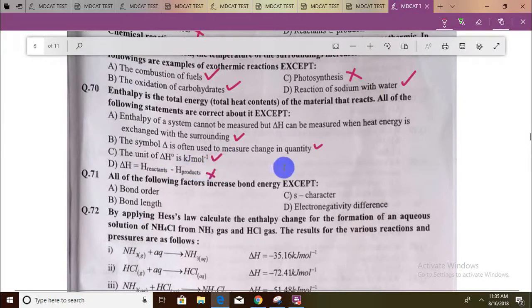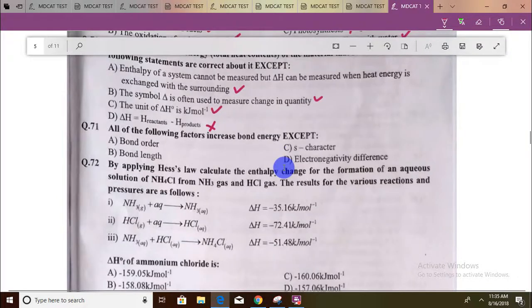It's products minus reactants. So all of the following factors work to increase the bond energy except the electronegativity difference. Yes, the electronegativity difference increases the bond energy. The s character also increases the bond energy. The bond length actually has an inverse relationship. So if bond length is greater, what does that mean? That means that the energy is less. It's an inverse relationship, not as much of a causation as it's a correlation.